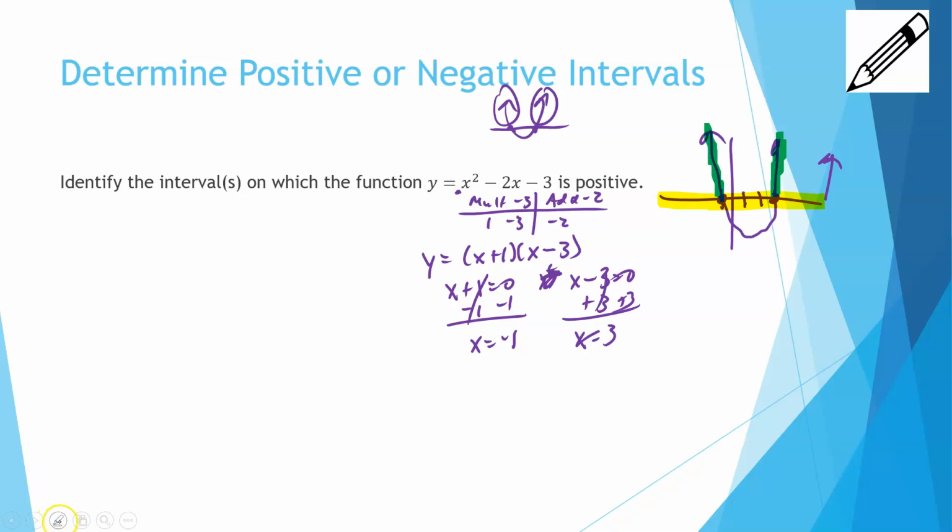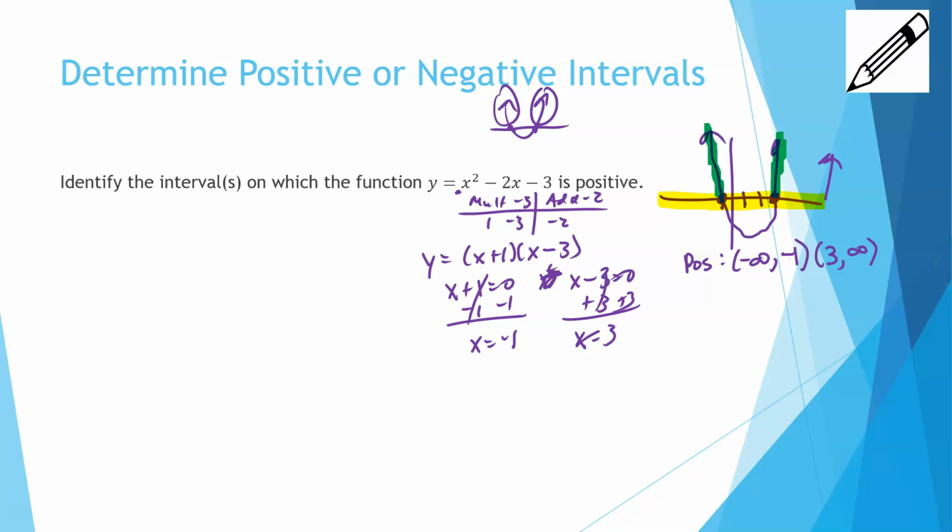Having said that, with what we learned before, we'd say this keeps going to the left forever, so it's positive from negative infinity until it hits this point, which is negative 1. Now, 0 is not considered a positive number, so I'd put a parenthesis. And then I would start again at the next intercept point, which is 3, and it keeps going to the right forever, so 3 to infinity.